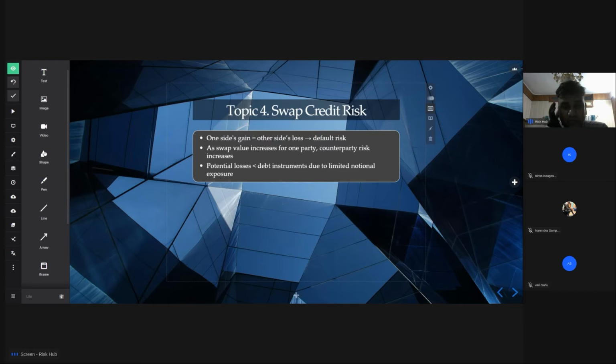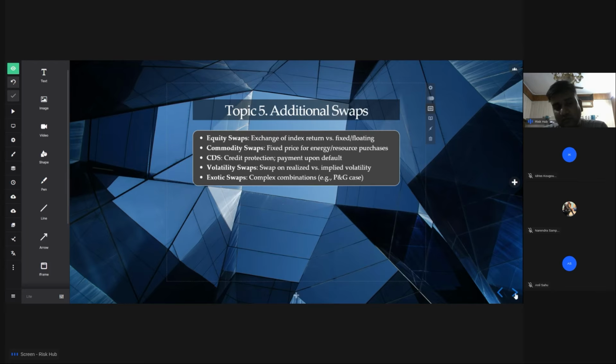Then we talk about your swap credit risk, guys. Obviously, when a swap is there, there is a credit risk. One side will gain, one side will lose. That's a default risk. As swap value increases for one party, counterparty risk increases because the party can default. Potential losses are generally less than your debt instrument due to limited notional exposure, because the full exposure of notional principal is not there, especially when you're talking about interest rate swaps, it's only the difference which we traded. So less potential losses due to limited notional exposure.